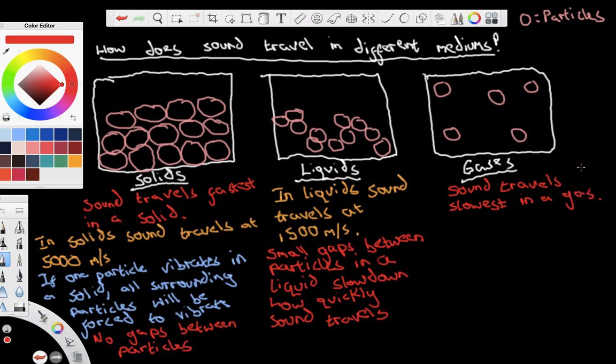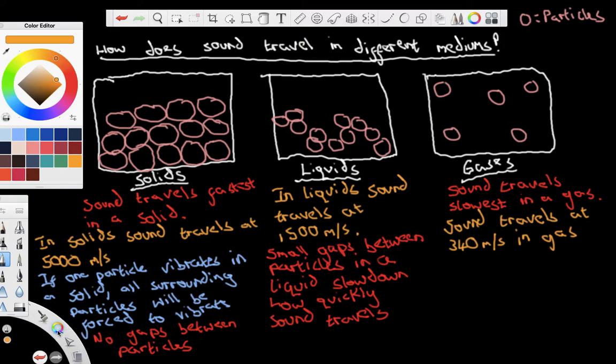It travels at 340 meters per second. So sound travels at 340 meters per second in a gas. Now, this is because there are these large gaps between the particles. So if one starts to vibrate, it's very difficult to make the next one vibrate, or the next one.